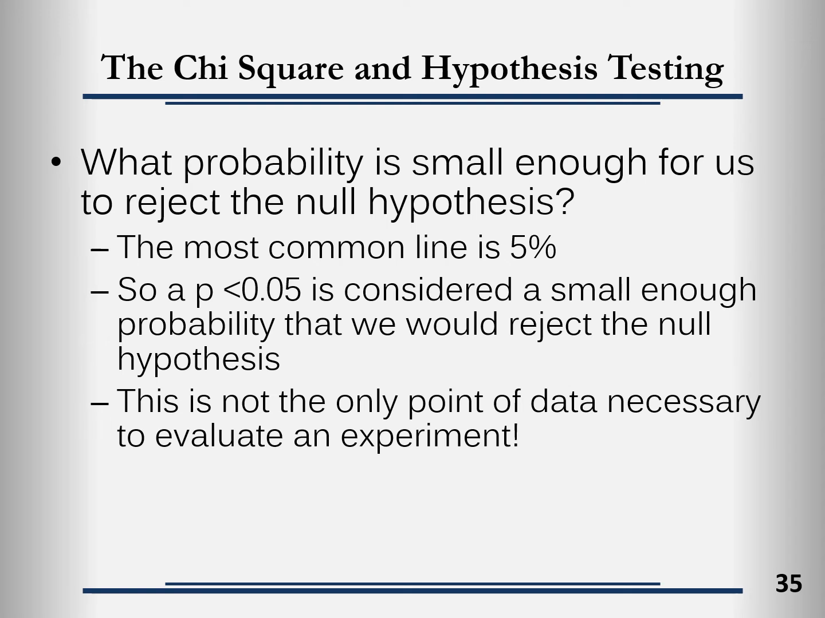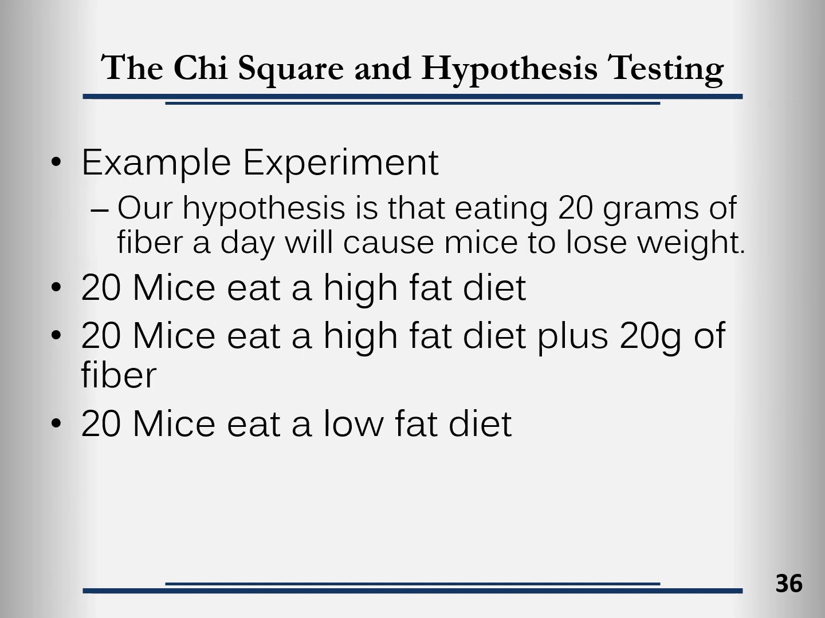Unfortunately, that's not the only point of data necessary to evaluate an experiment. You still have to look at the way the experiment was conducted. You have to look at the way that the methods were arranged. You need to look at the way data was included or excluded. So it's not simple enough to just say, well, what was the p-value? You still have to examine the experiment holistically. But the p-value is an important tool in understanding what is the weight of this particular data. So let's look at an example.